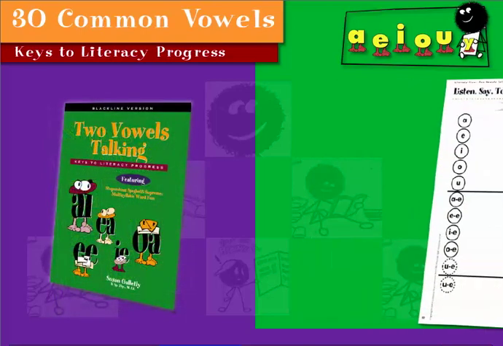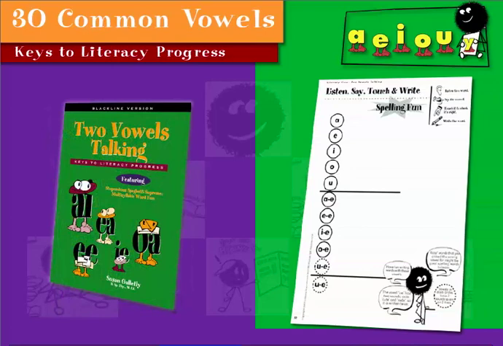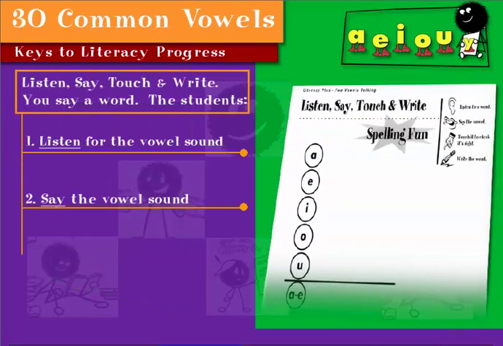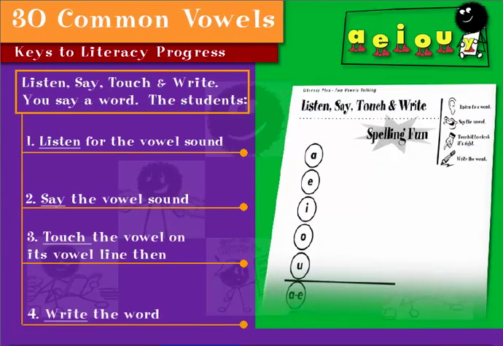Two Vowels Talking uses listen, say, touch and write pages. U sometimes says oo in words like rude, so it gets put down as an extra sound. Every different sound has a different line. Any vowel with more than one sound has a dotted line circle. In doing listen, say, touch and write, you say a word, your students say the vowel they hear, then find the vowel sound line, then pick the vowel on that line that looks the right one.